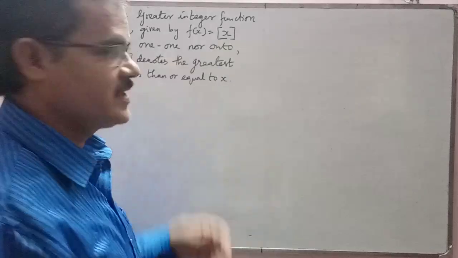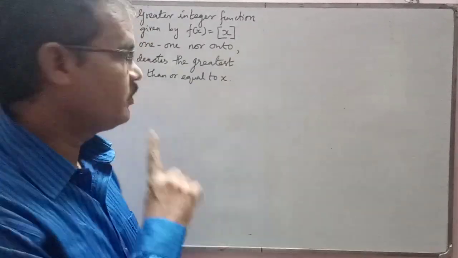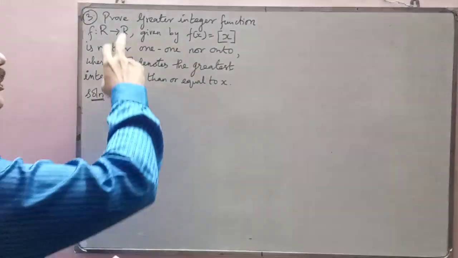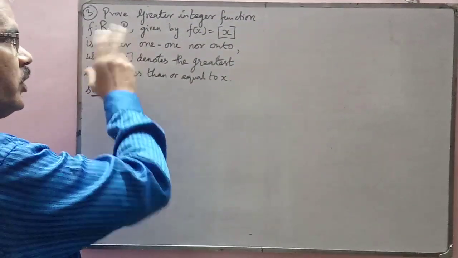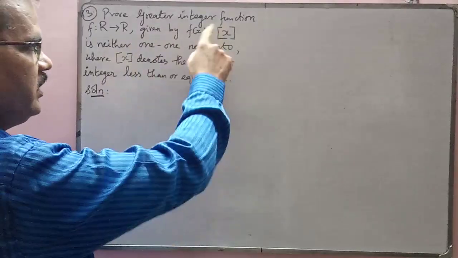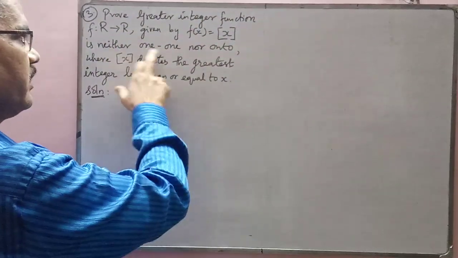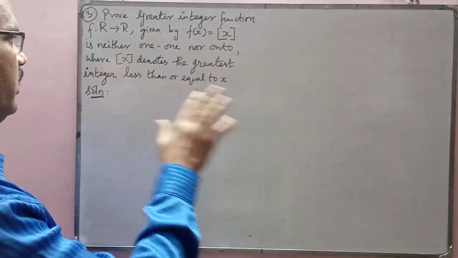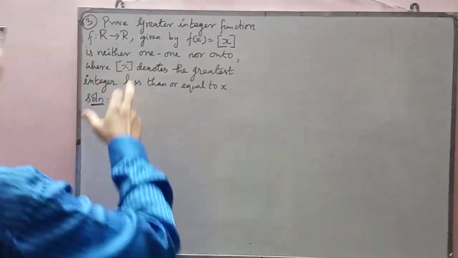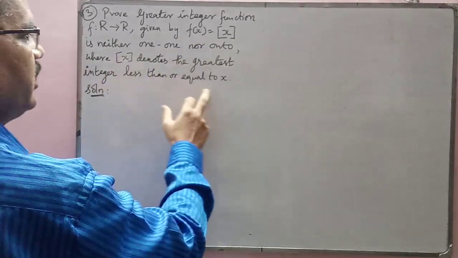We are discussing exercise 1.2, relations and functions, third problem. The question says prove that the greatest integer function f defined from R to R, real number to real number, given by f of x equal to greatest integer function x, is neither 1 to 1 nor onto. We have to prove that it is neither 1 to 1 nor onto, where the greatest integer function denotes the greatest integer less than or equal to x.